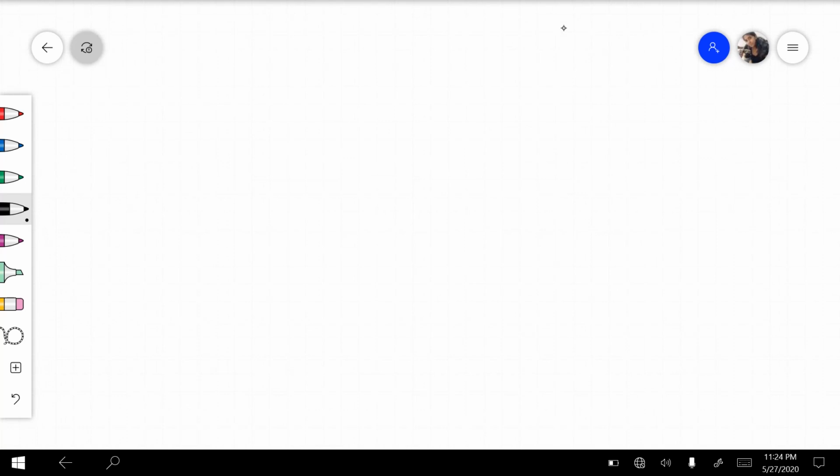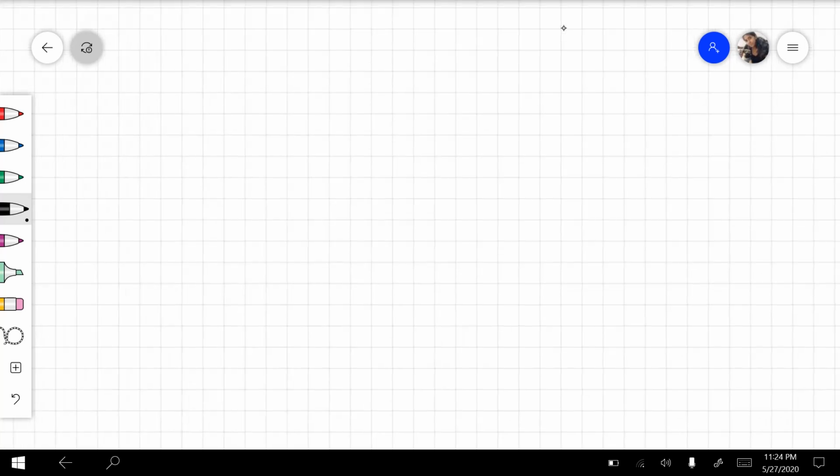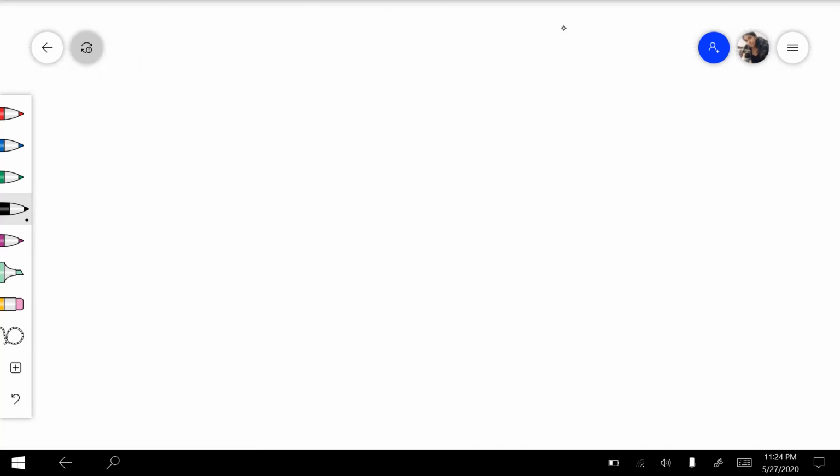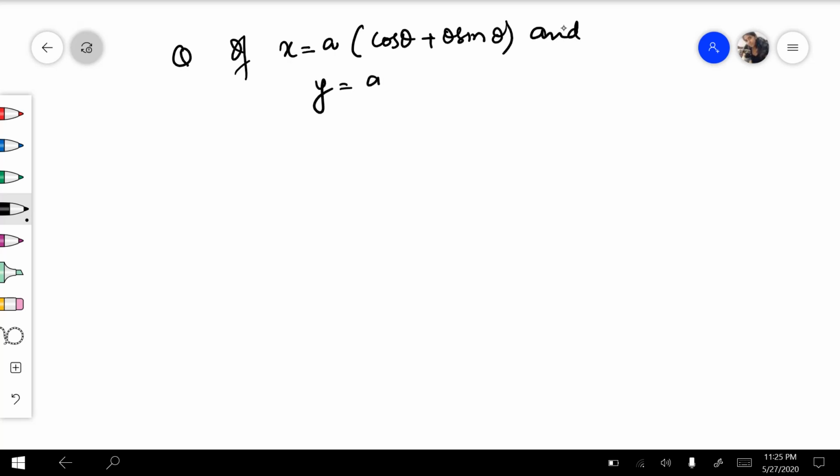This is a very important question. काफी बार एक CBSE बोर्ड एग्जाम में पूछा गया है. तो क्वेश्चन क्या है? If x is equal to a into (cos theta plus theta sin theta) and y is equal to a (sin theta minus theta cos theta), then find d2y upon dx square. Solution.